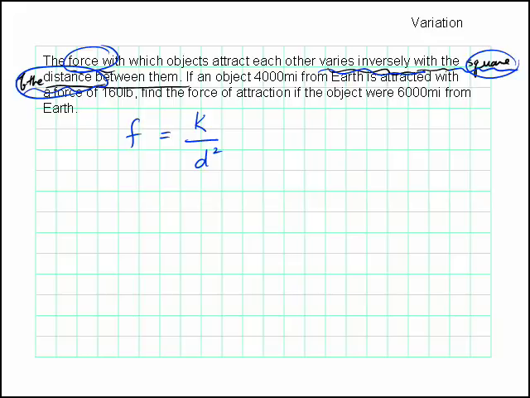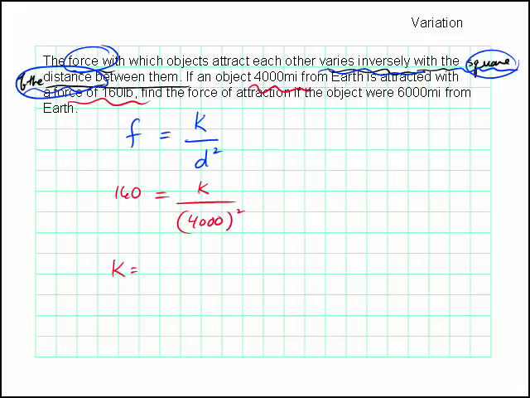Okay, let's find k. So I got to plug in this extra information right here. When the distance is 4,000 miles, the force is 160 pounds. So 160 goes there. The distance is 4,000. Don't forget to square it. Got a little square there. And, well, that's going to be a big number.